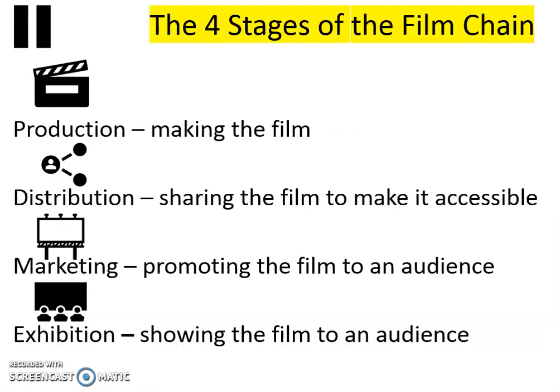Okay, so the first part that you may wish to pause on then is this useful way of looking at the stages of the film chain. We can see there's 4 areas, starting out with production, that's the making of the film, everything that goes into it from its initial idea right the way through to it becoming a fully made product. Next we have distribution, and that is sharing the film, making it accessible.